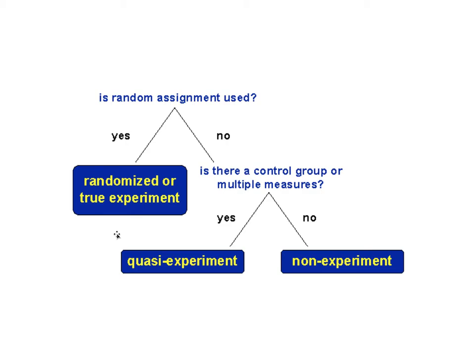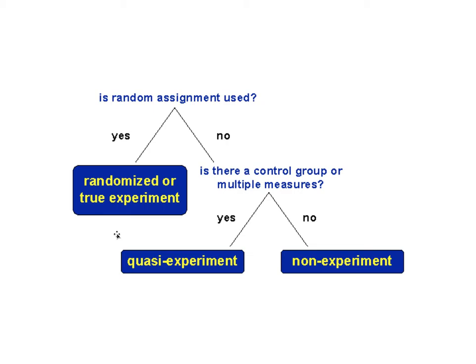So we have our question: is it a randomized true experiment? Yes, if random assignment was used and each one was assigned to a group. Say you have a class of 50 students, and for every student that came up, you just randomly pulled a number out of a hat. Number 1 means he goes into control. Number 2 means he goes into treatment.